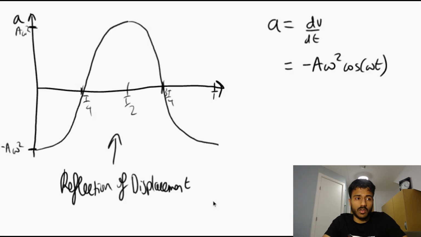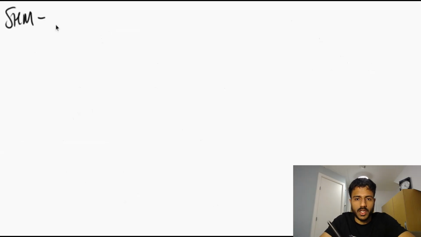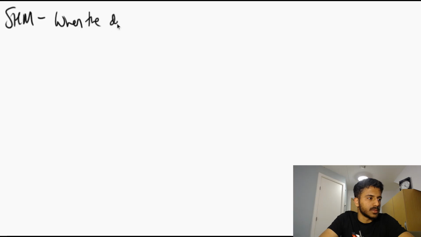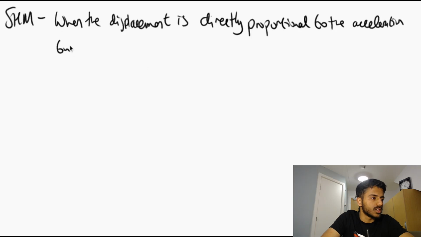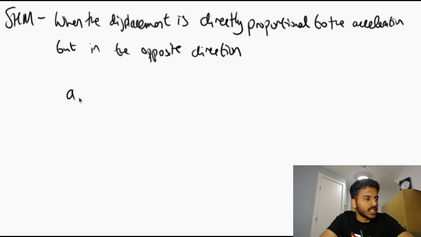You will notice that this graph looks like the reflection of a displacement graph, and that is actually what the definition of simple harmonic motion is. The definition of simple harmonic motion is when the acceleration is directly proportional to the displacement, but in the opposite direction. So the acceleration will be directly proportional to the negative of the displacement.